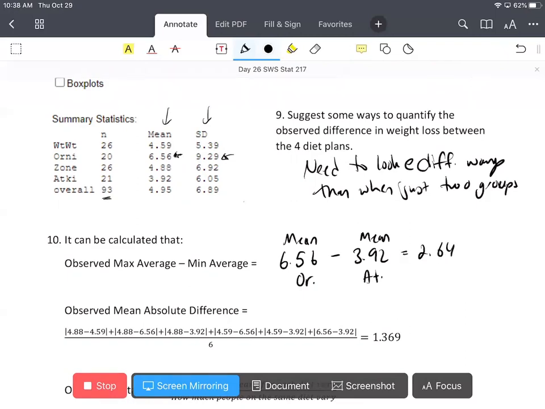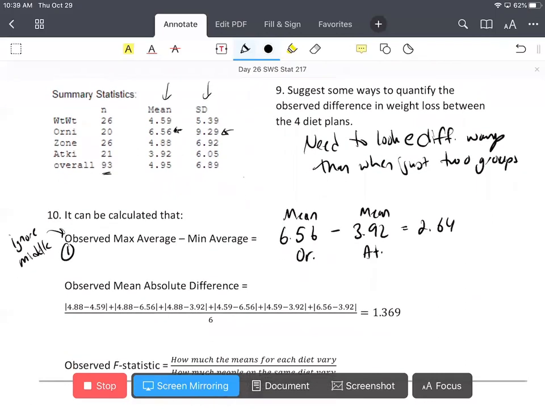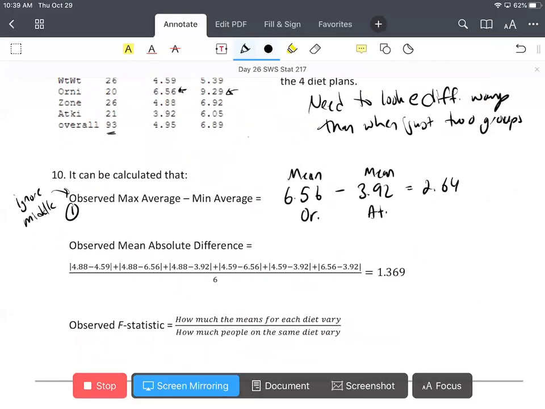So this ignores the middle. We ignore the middle values on that one. So that's one way that we could do it: observed max average minus the min average.